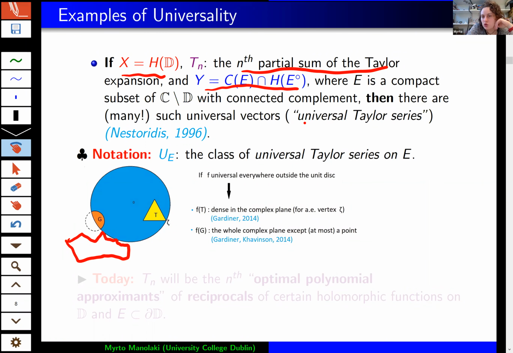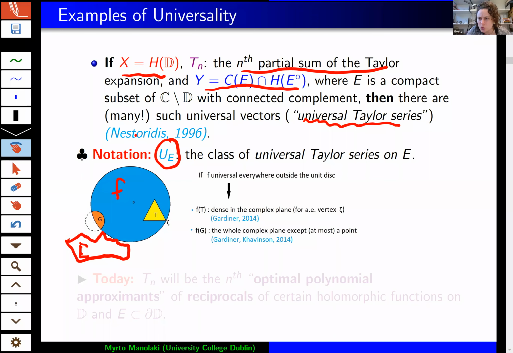So such universal vectors are called universal Taylor series. Philosophically, their Taylor expansion converges to a single function inside the disk. They converge to F. And outside, on, let's say, a fixed set E, they converge to everything you like. Basically, this space Y is the biggest space you could imagine for doing uniform approximation by polynomials. So there is this type of stark dichotomy. Inside the disk, you converge to a single function. Outside the disk, you converge to everything you like.